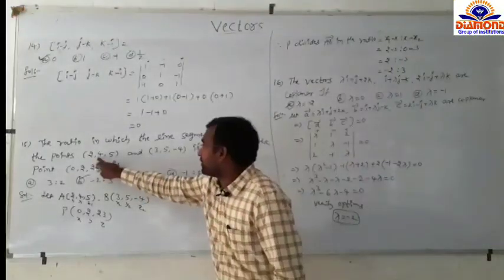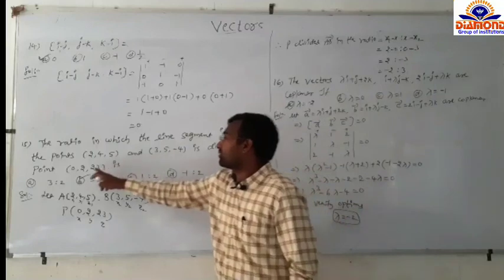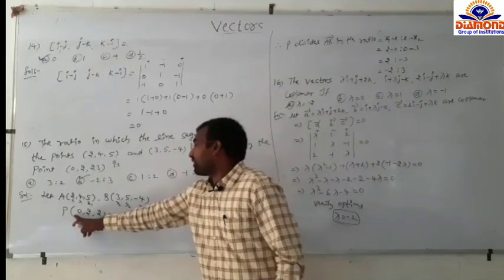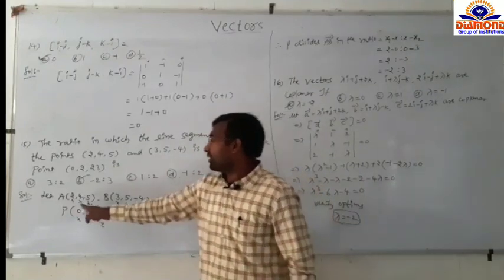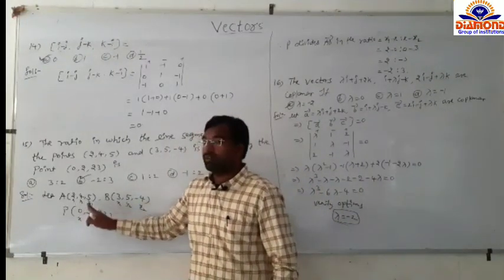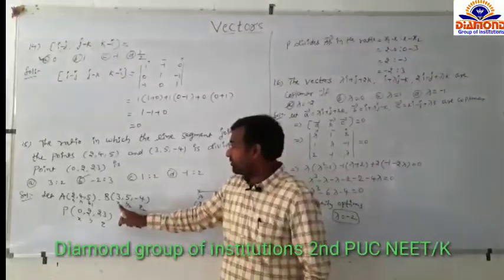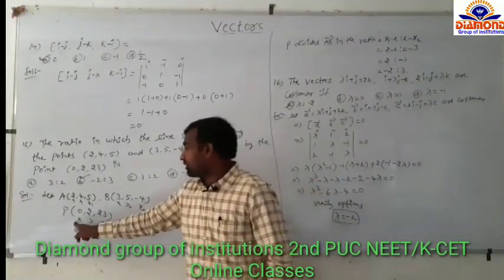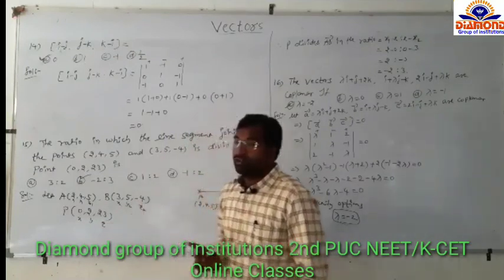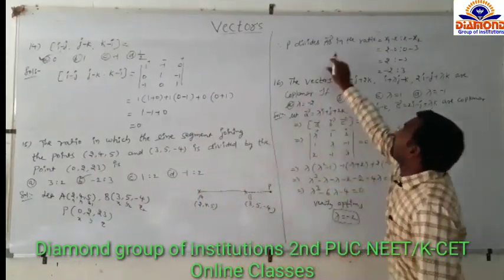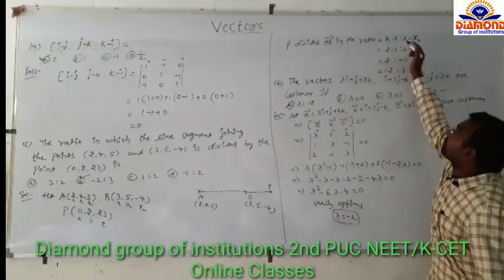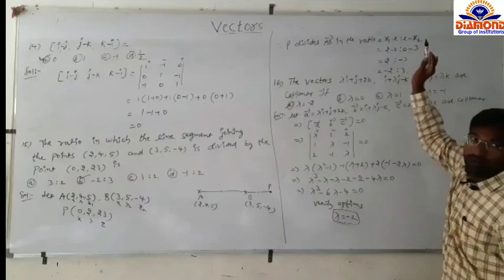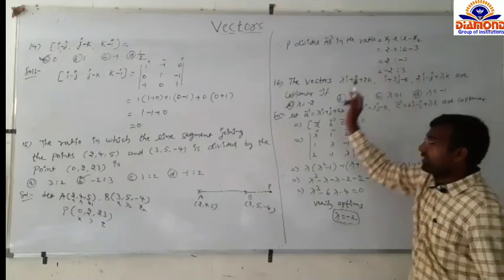So treat this as A, this as B. Next, the dividing point, take as P. Always the initial point is denoted by x1, y1, z1. The terminal point is denoted by x2, y2, z2. The dividing point is denoted by x, y, z. So if P divides AB in the ratio, formula: x1 minus x is to x minus x2.